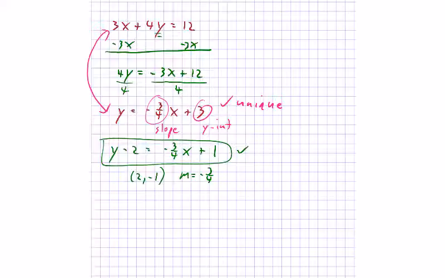Let's look at one more example. This one will be a little harder. Let's consider one with fractions. So 3/2 x minus 7/5 y equals negative 4. So pause the video and work that out.